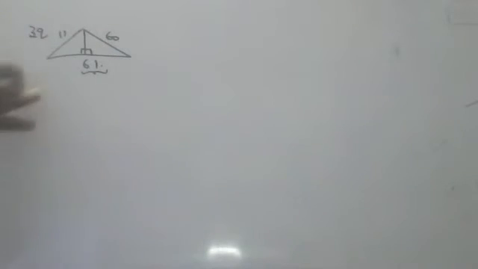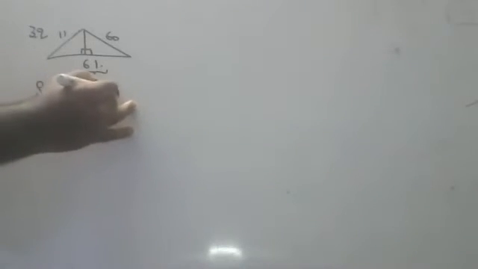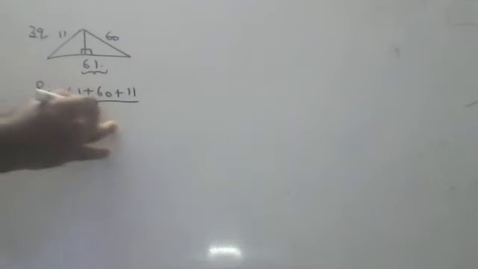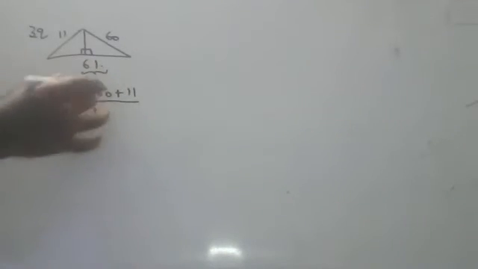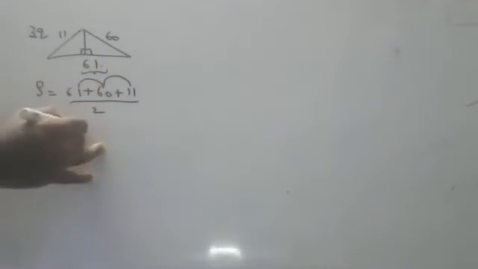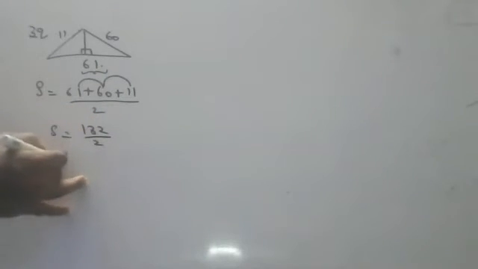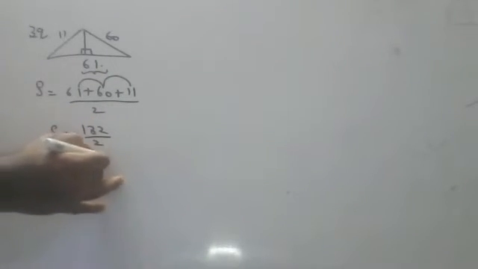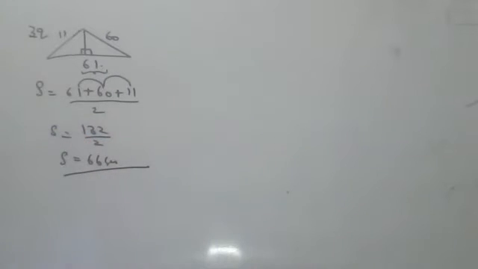11, 60, 61, children. 11, 60, 61. This is the longest side, so it will have shortest base. Okay, children. So first we'll find semi-perimeter. Semi-perimeter means half perimeter. First perimeter is 61 plus 60 plus 11. Sum of all sides is perimeter. Semi means by 2. 61 plus 60 is 121, 132, by 2. So semi-perimeter is how much, children? 66 centimeters is the semi-perimeter.